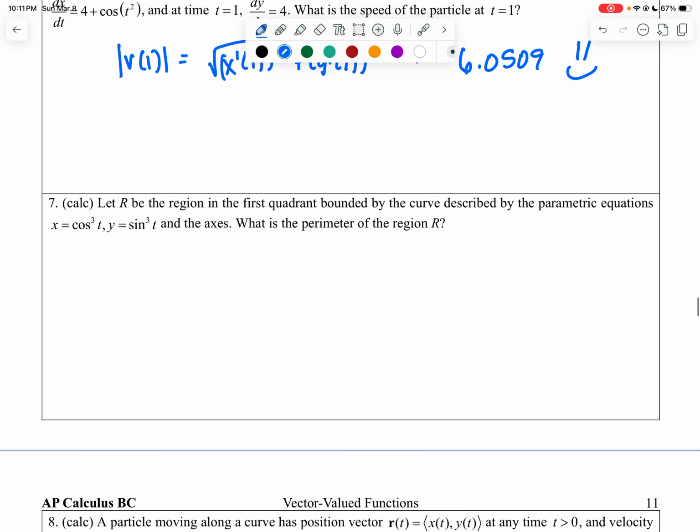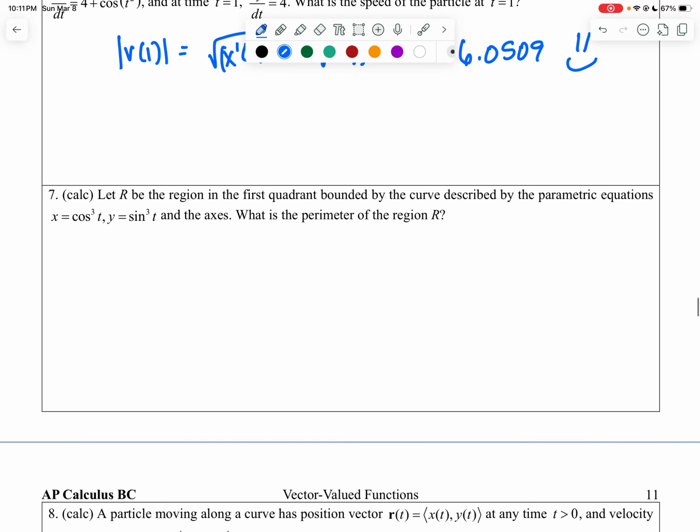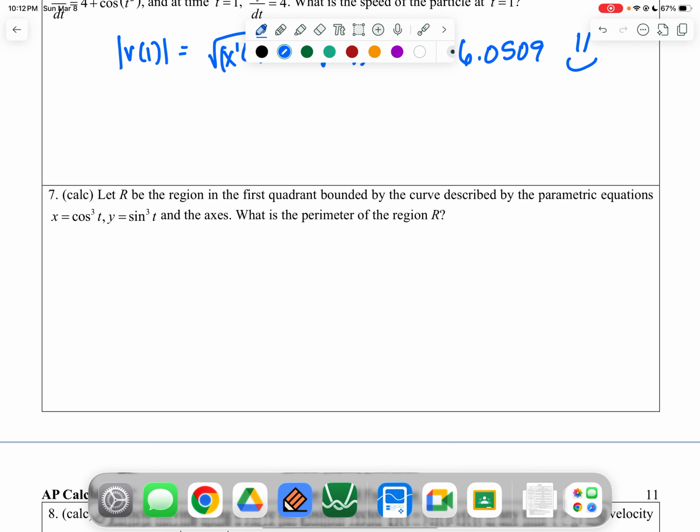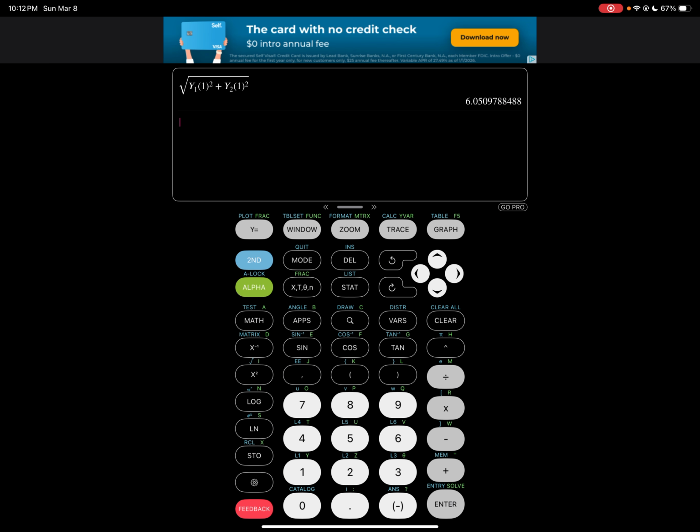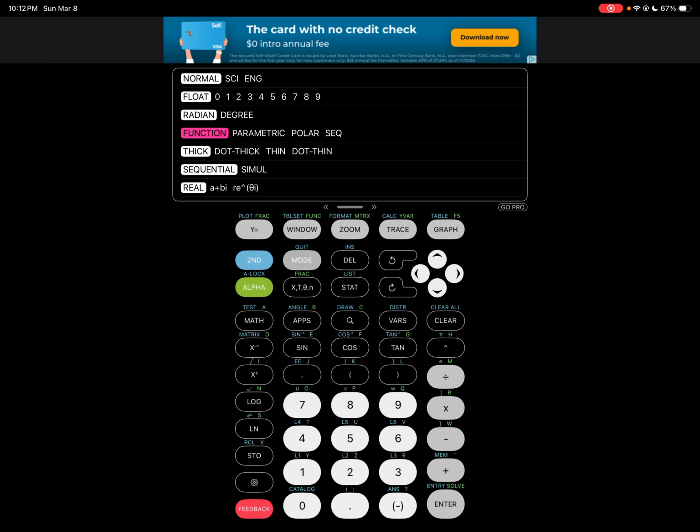All right, for number 7, we want R to be the region in the first quadrant bounded by the curve described by the parametric equations x equals cosine cubed of t, y equals sine cubed of t, and the axes. What is the perimeter of region R? Now, I'm going to be honest, I don't know what this looks like, so I am going to graph this in parametric mode. We haven't done a lot in parametric mode, but I just wanted you to see what this graph looks like.